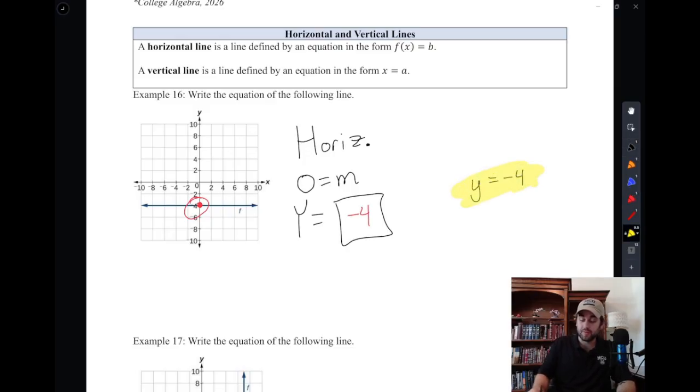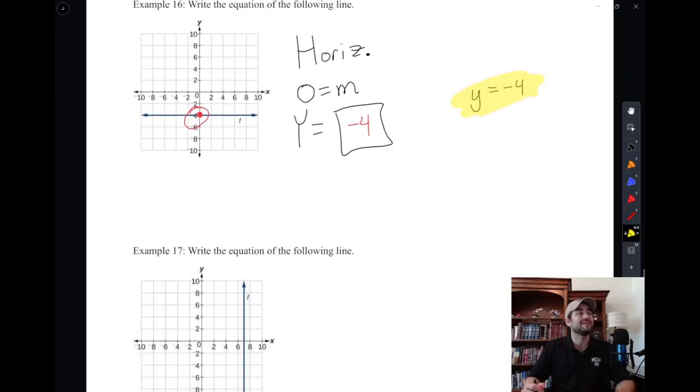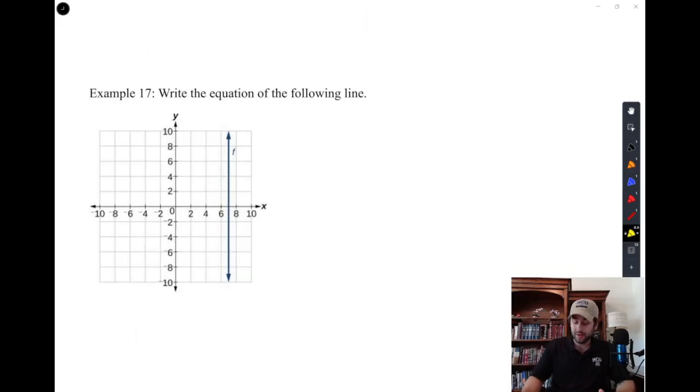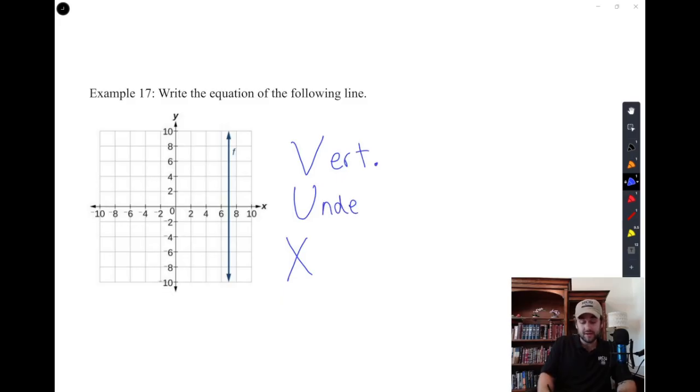If you want a reminder of what HOY VUX and all that talk, that was back in chapter 2, when we learned about the constant function, or the constant line. So I'd encourage you to go look at that if that was kind of fast. Here's a vertical line. The other side of that was VUX, which stands for vertical, undefined slope. I'll write that out. And the format is x equals blank.